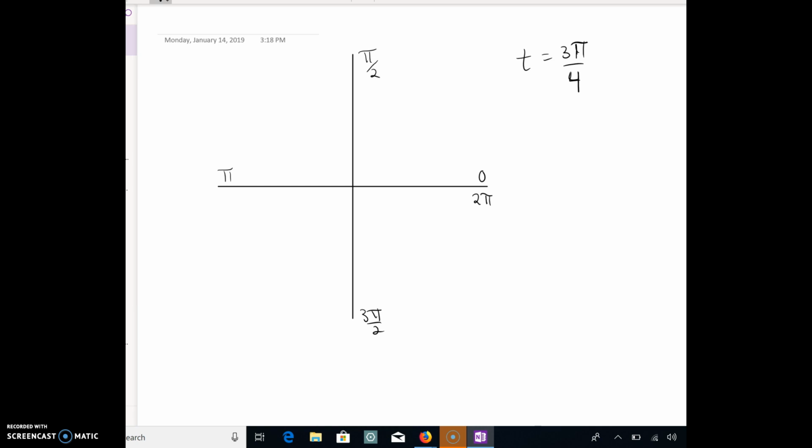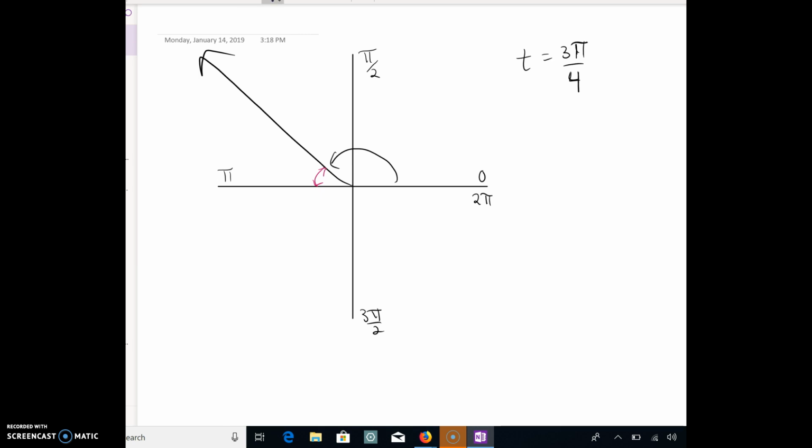To sketch the angle 3 pi over 4, well, 3/4 is in between 1/2 and 1, which means we're going to be right over here, and we are in quadrant 2. Let's sketch an angle in quadrant 2. Now, our reference angle is the shortest distance from our angle back to the x-axis, which is going to be this little arc right here. This is our reference angle.